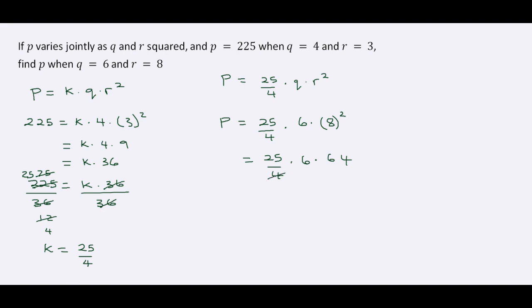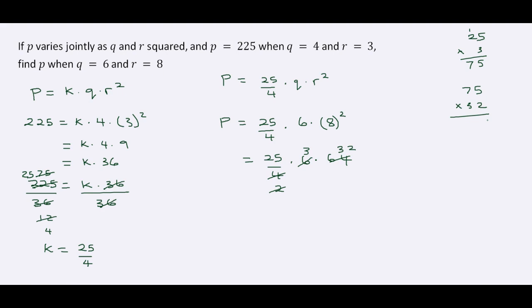Now we can divide by 2 here. We have 2, we have 3. And now we divide by 2 here. We have 1 here, we have 32. So 25 multiplied by 3: 5 times 3, 15, you write 5, you carry 1 up here, 2 times 3, 6 plus 1, 7. So now we have 75 multiplied by 32.